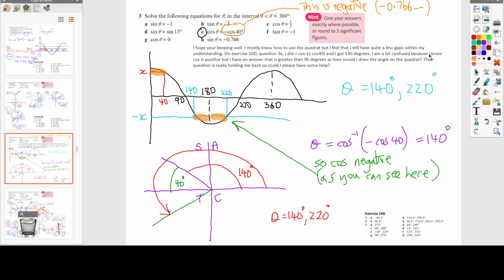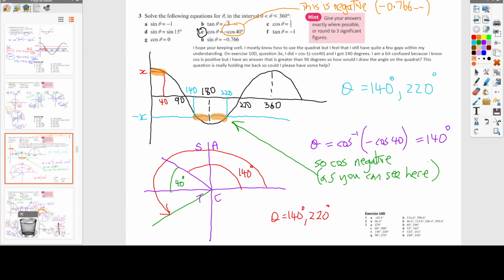Now, this is where I think you were getting confused. You've gone and said, because I know cos is positive. Well, it's not positive. If you put minus cos 40 into your calculator, the right-hand side bit, you're getting a negative result. You're getting minus 0.766 and so on. So this is where cos is negative for E.